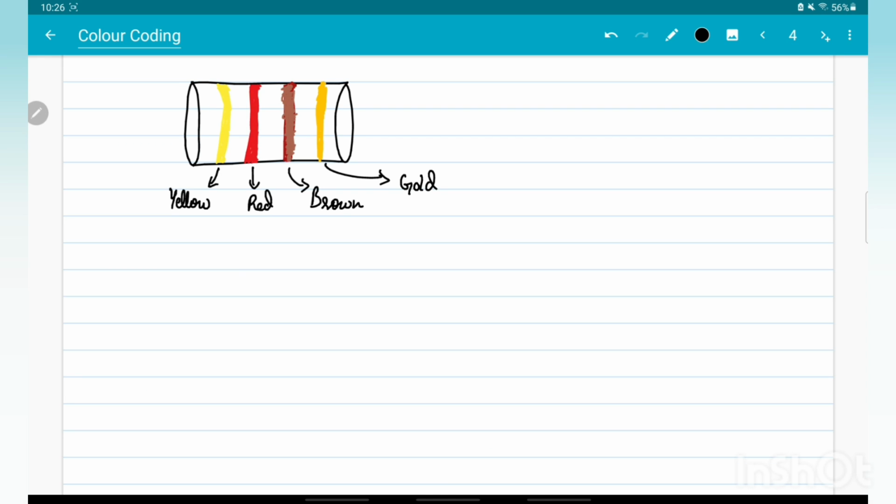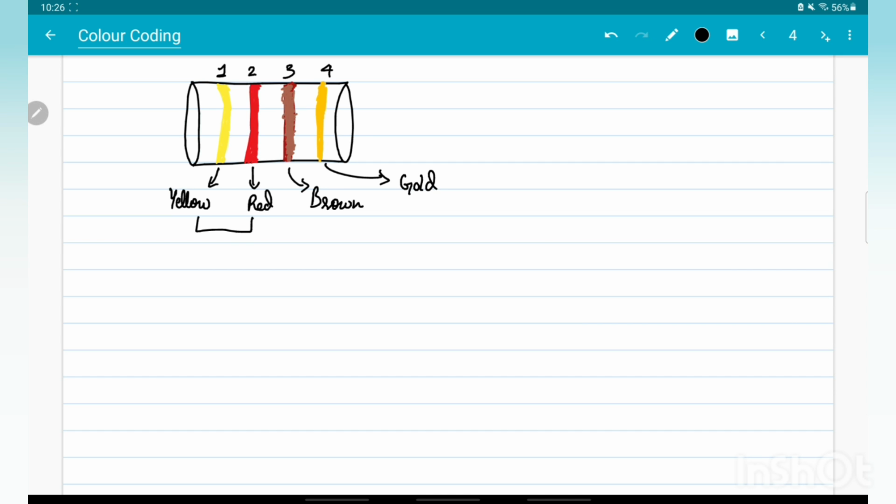Now let us see an example of how to write these kinds of color codings. So we have got here the carbon resistor, and we have to write the color coding for this. So the colors are yellow, red, brown and gold. So this is our first band, second band, third and fourth band. Now as I told you in the starting, the first two bands will give us the value of the number, that is, it will give us the magnitude.